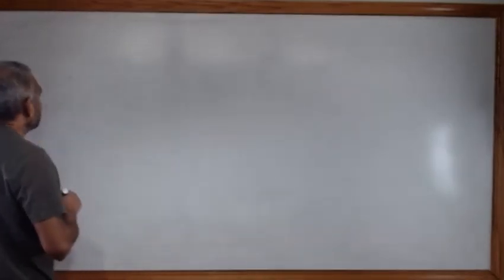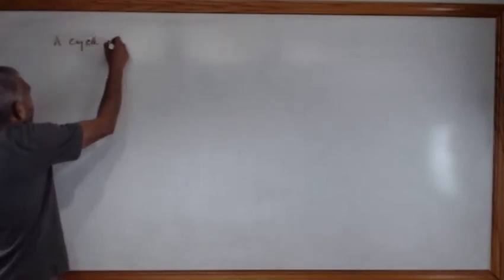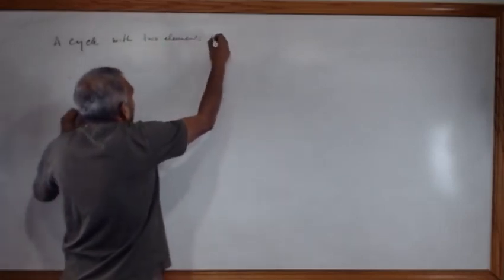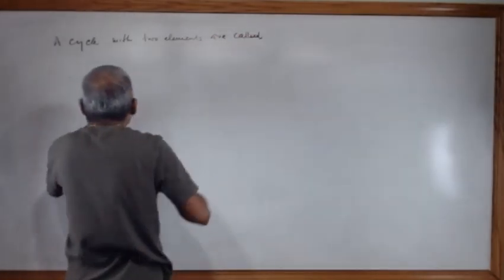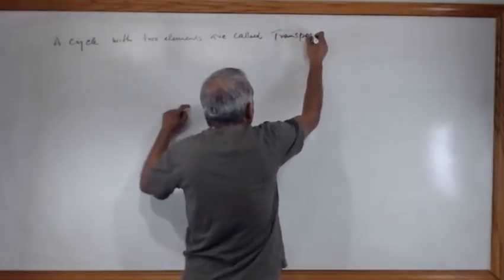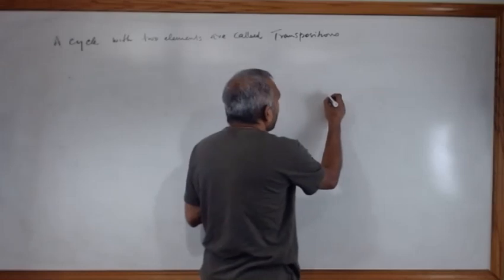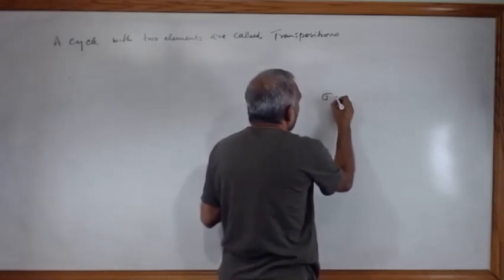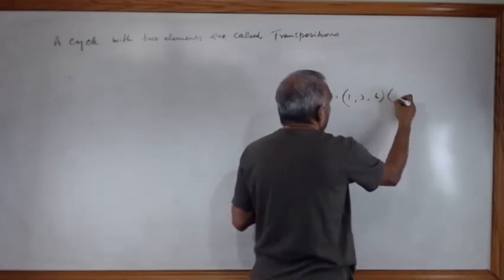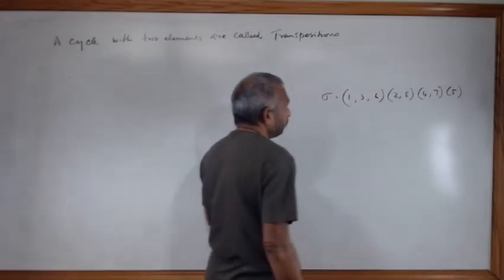Now we have a special cycle. A cycle with two elements is called a transposition. In here, where we get the sigma, 1 3 6, 2 8, 4 7, and 5.